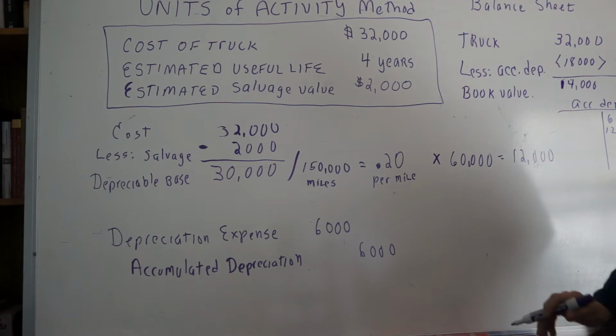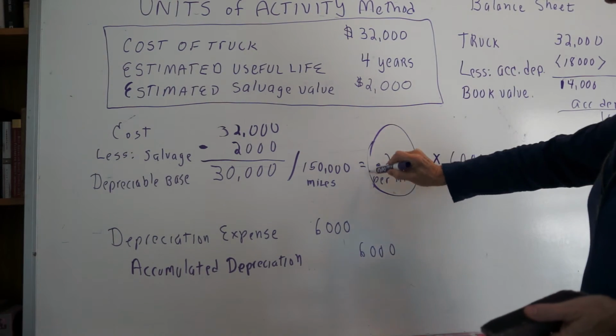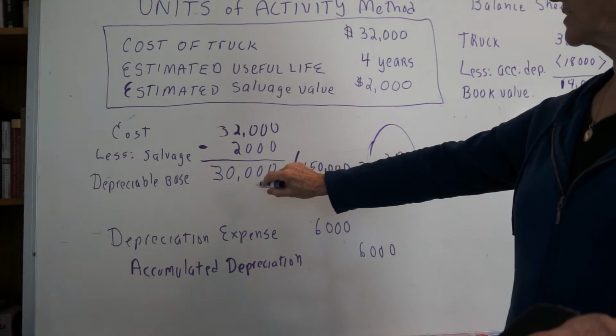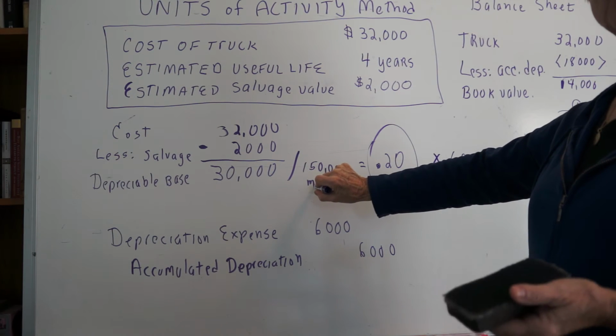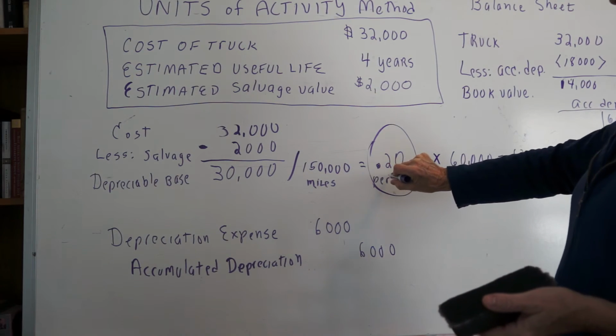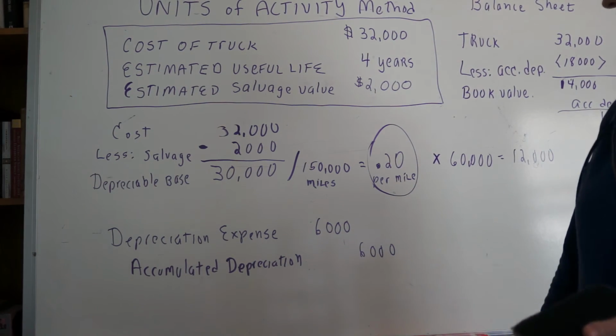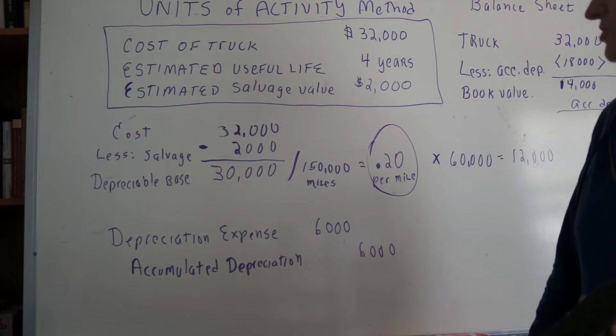It's really a two-step process. The first thing you have to do is compute the rate per mile, and that you do starting out the same as straight line, except you're dividing by the total number of miles you think that this truck is going to run, and you get a rate. And then you multiply that rate times the actual miles that the truck was driven each year.